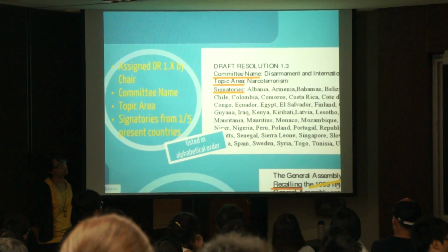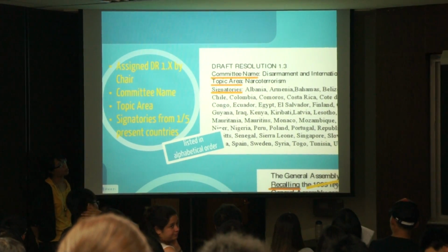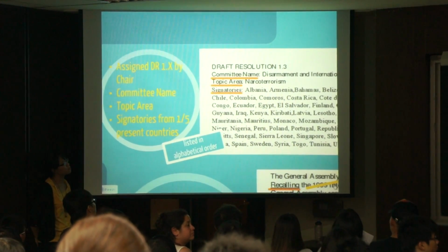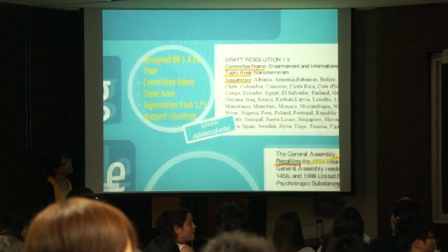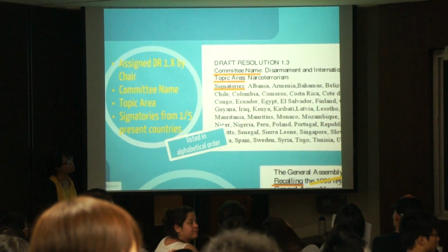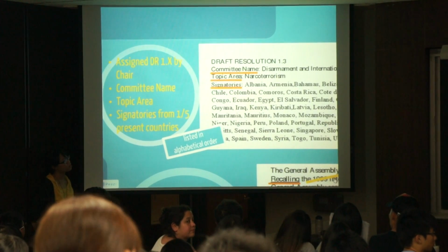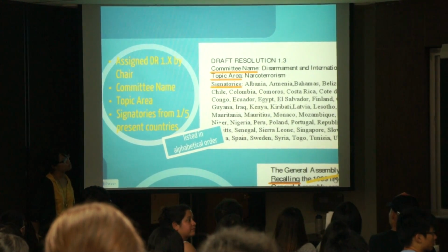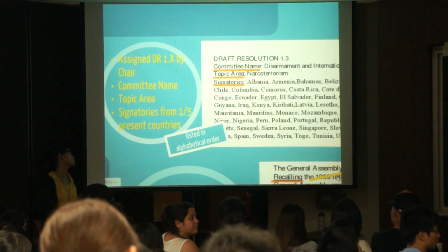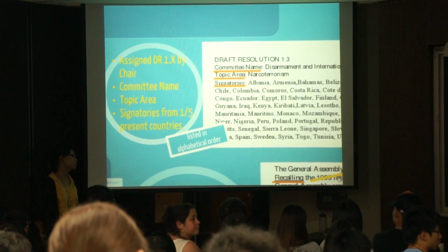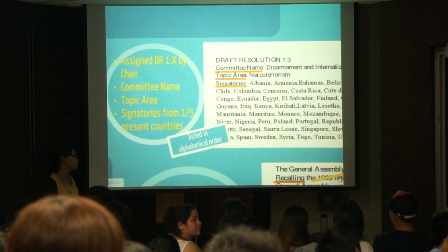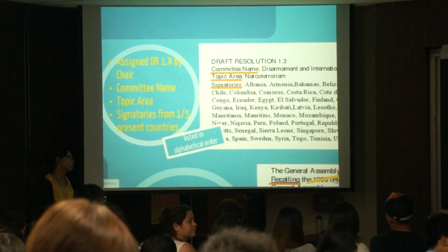And also, in the heading of the DR, it has to have the committee name. For example, in this DR, it's DISEC. And it also has to specify the topic area, which is macro-terrorism in this DR. And it has to collect signatories from 1/5 of the present countries. Like all these countries' names are signatories, and they are listed in alphabetical order.